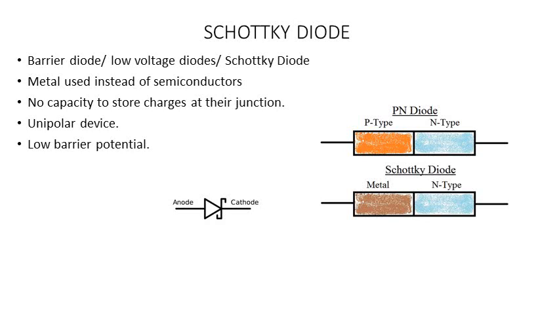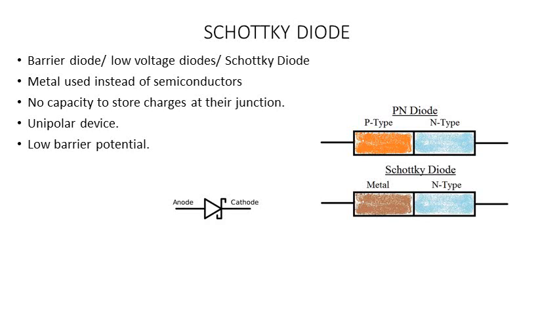This also acts as a unipolar device, because you see there's only one type of semiconductor, which means there's only free flow of one charge carrier. Because of this you call it a unipolar device, and they have a low barrier potential compared to a PN diode.